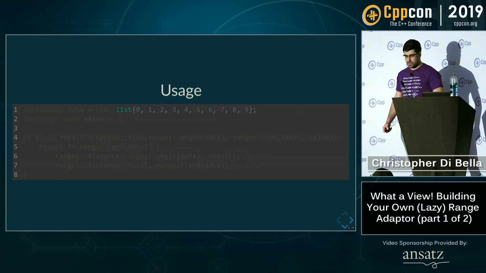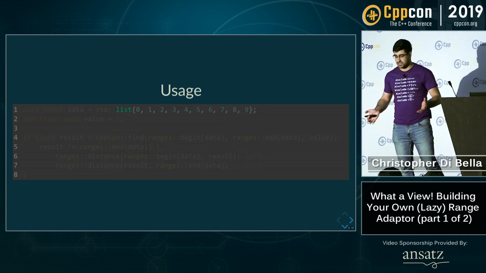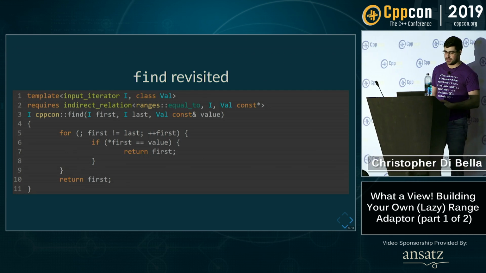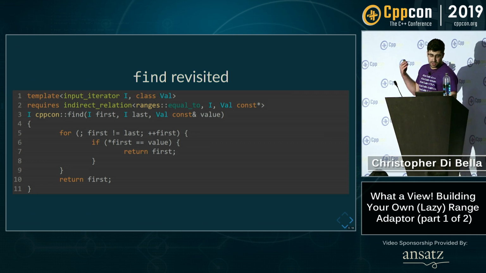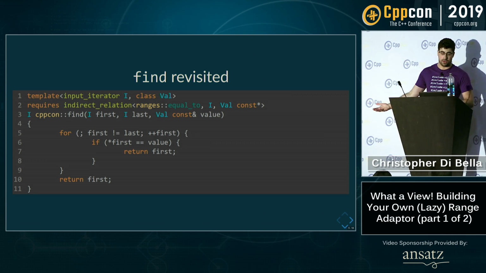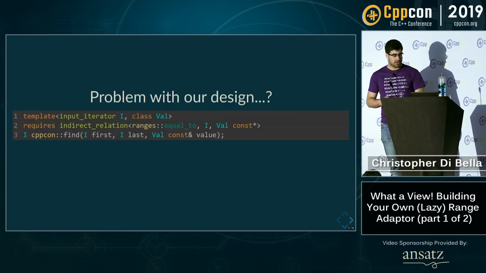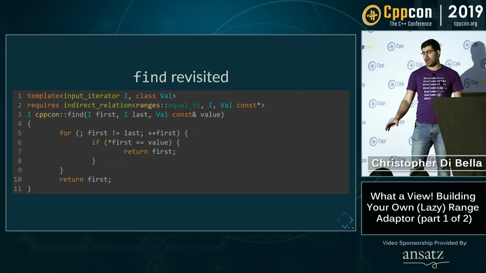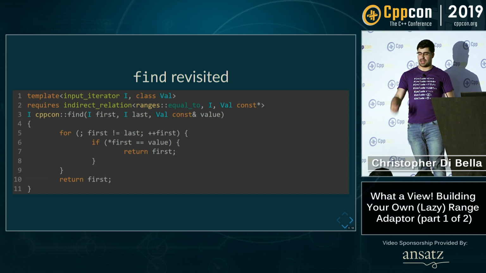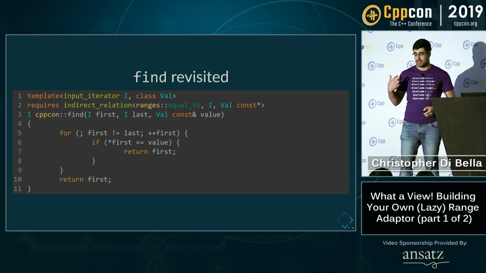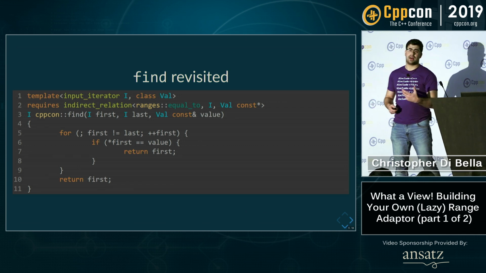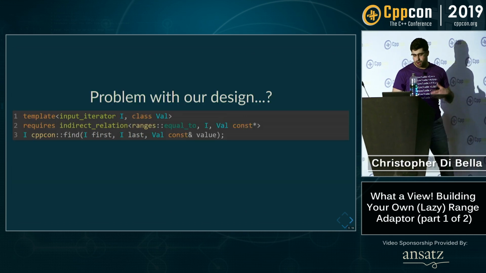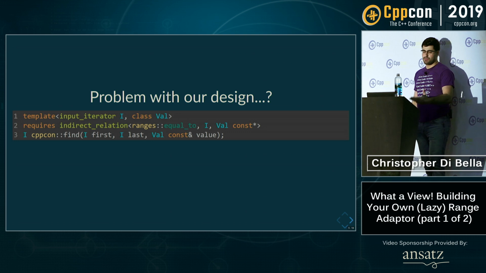And this is what it looks like for lists. So almost nothing changes, just the type. And so this is what find looks like when we use iterators. What we do is we pass in an I, which is an iterator, an input iterator, and we have a value. And with the indirect relation, we are going to be saying that we require that what start first gives us back is comparable to the value type.